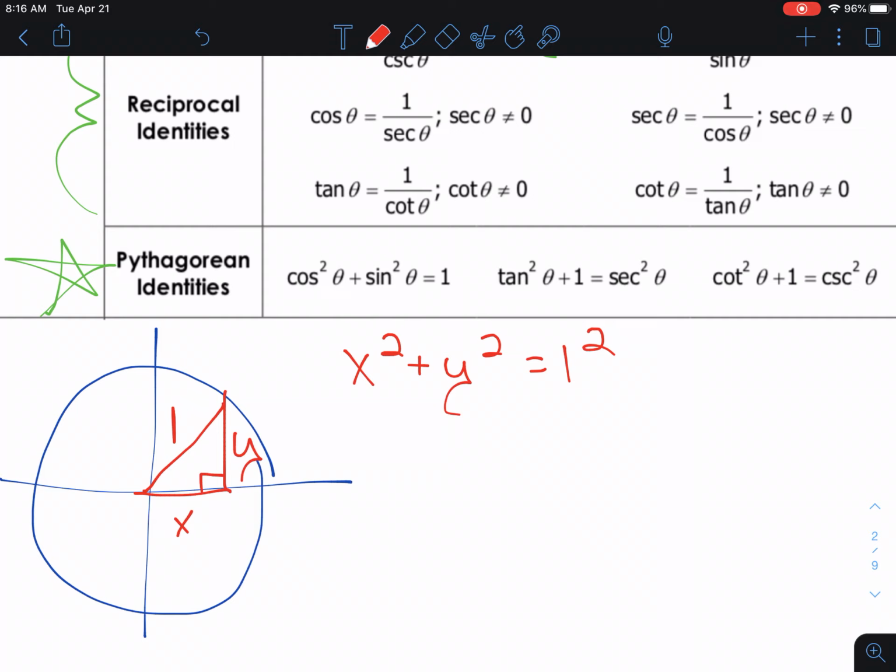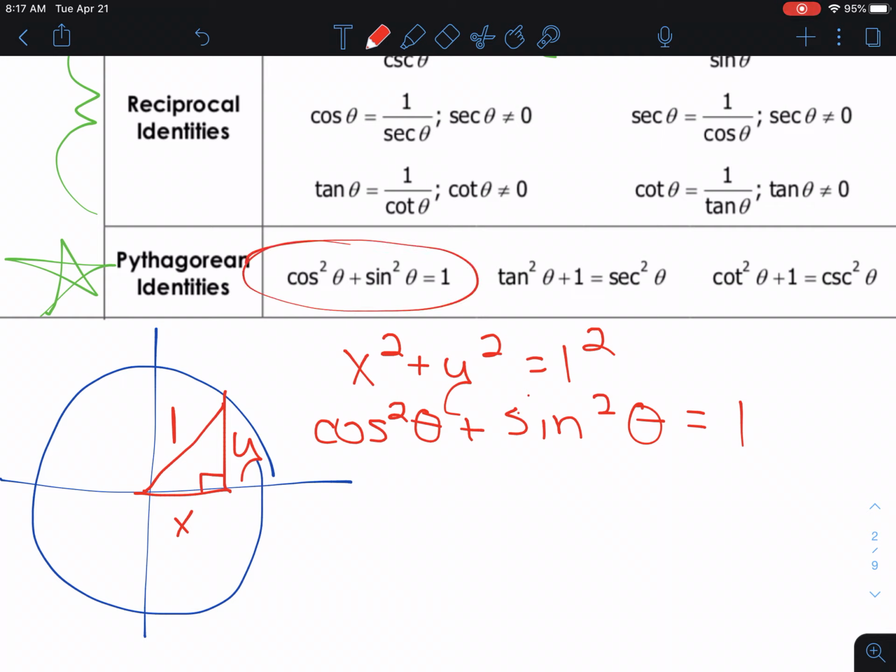Well, we just said that in the unit circle, x is cosine. So this would be cosine squared theta. And cosine squared theta just means cosine theta times cosine theta. And then y is sine, so this would be sine squared theta. And 1 squared is 1. So right here, that is our first Pythagorean identity: cosine squared theta plus sine squared theta equals 1. It just comes from the unit circle and the Pythagorean theorem, thus the name. So, all right, that's the first one.